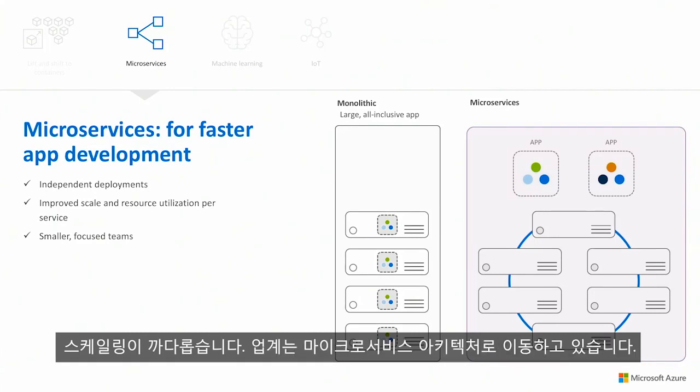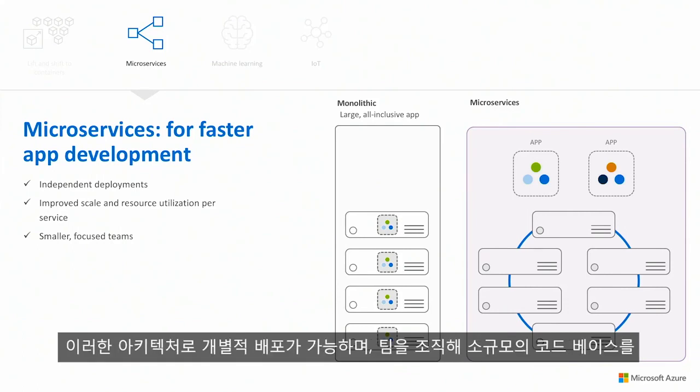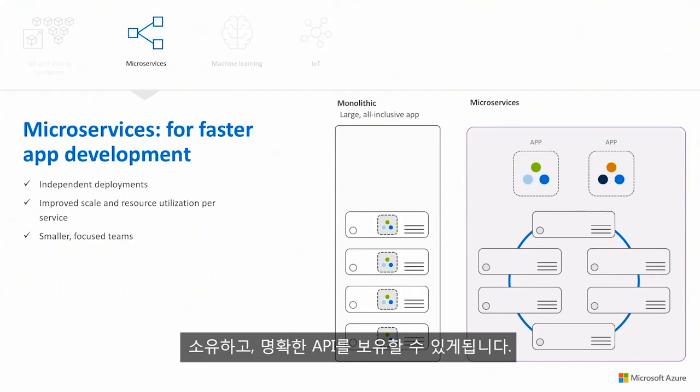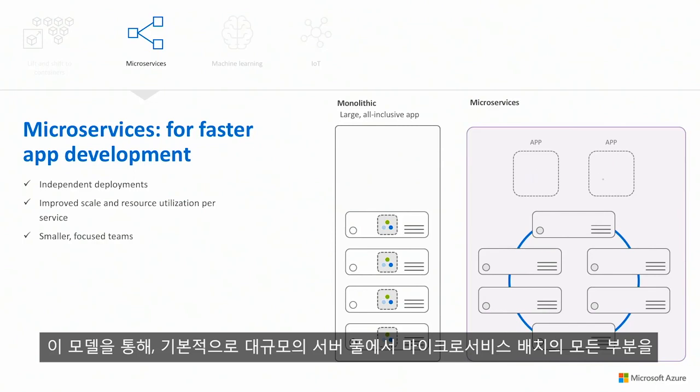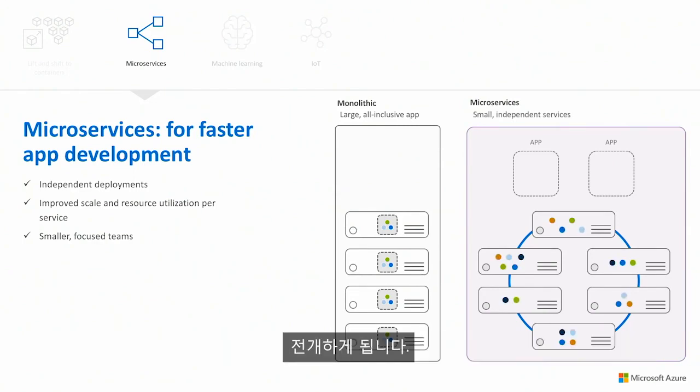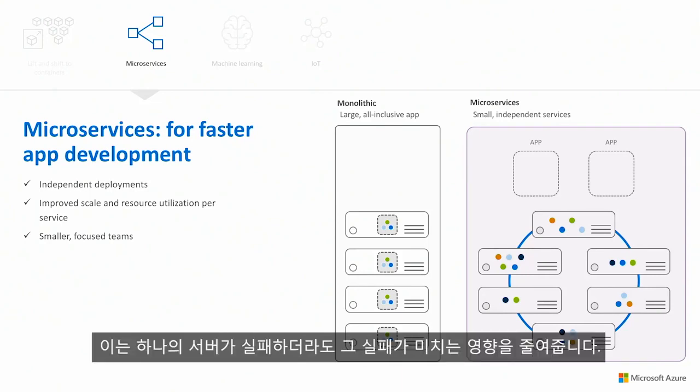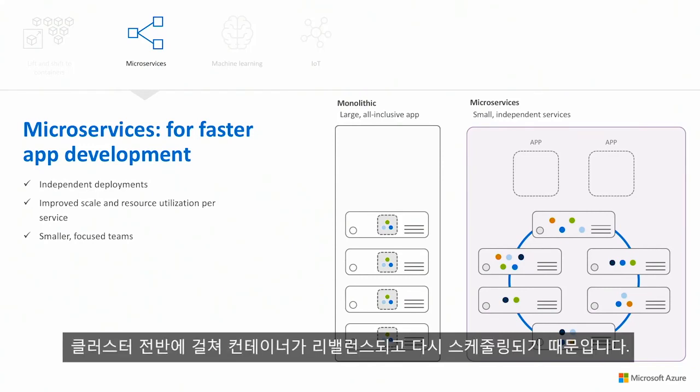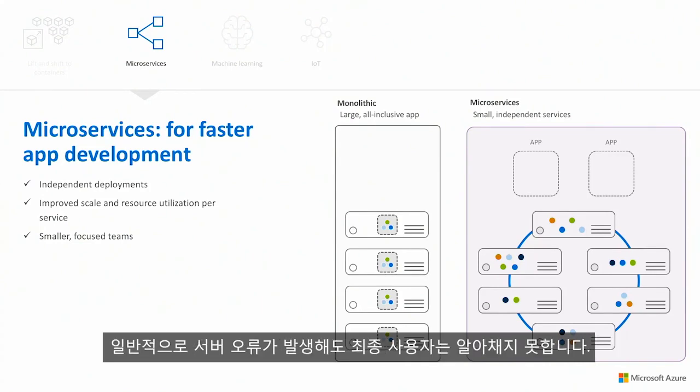The industry has been moving to microservice architectures, which allow for independent deployments. It allows you to structure your teams such that they own smaller parts of the code base, and you can have well-defined APIs across those teams. In this model, you're basically spreading out all the different parts of your microservice deployment across a huge pool of servers. This makes a failure of one server much less disruptive. As the containers get rebalanced and rescheduled across the cluster, typically end users shouldn't notice when those failures happen.